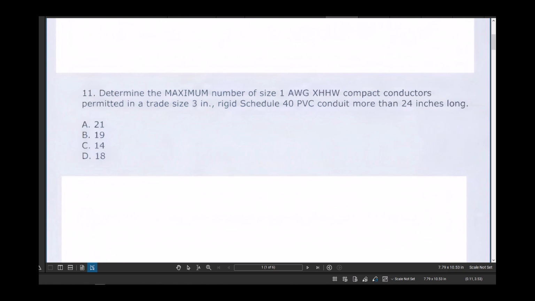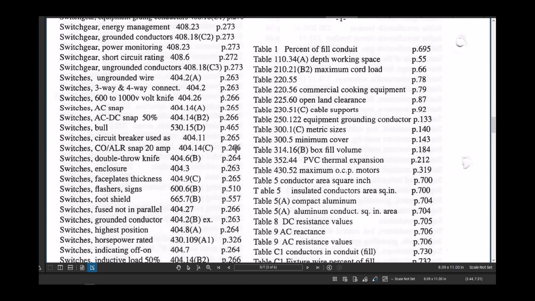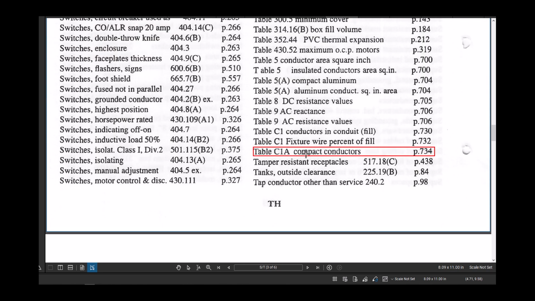Second is this wire should go inside the rigid schedule 40 PVC, and the third one is a 24-inch long, which is we're not looking for nipple, we're looking for a longer than the nipple size. Now if I highlight what we said here, we are looking for this highlighted area. If I go to Tom Henry's index, go to the table C1A compact conductor.